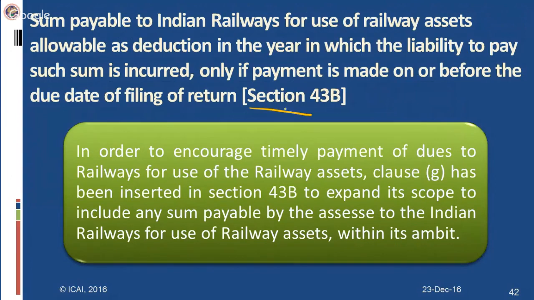Section 43B deals with the method of accounting. A person is allowed to follow the cash system of accounting or the mercantile system of accounting. In the mercantile system, expenditure is allowed on an accrual basis. But still, even for an assessee following the mercantile system, in respect of certain payments mentioned in 43B, deduction will be allowed only if actual payment is made on or before the due date for furnishing return of income.